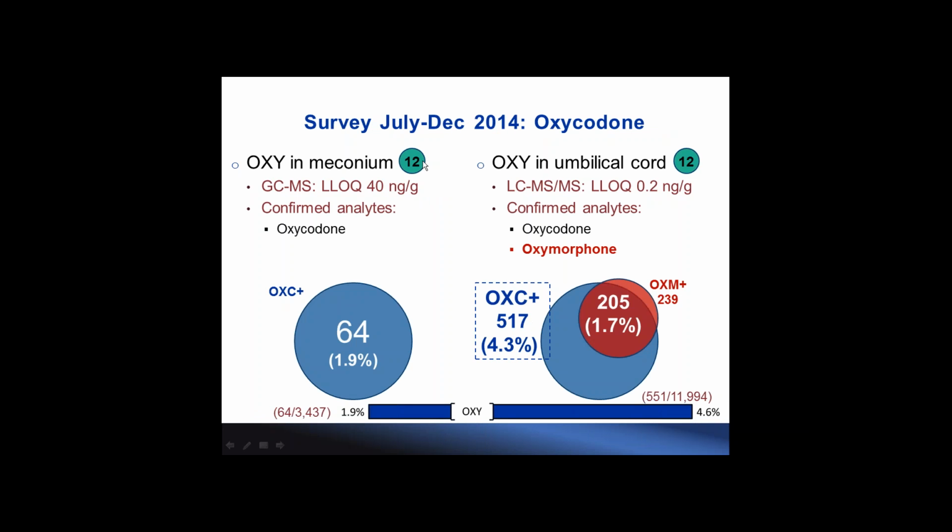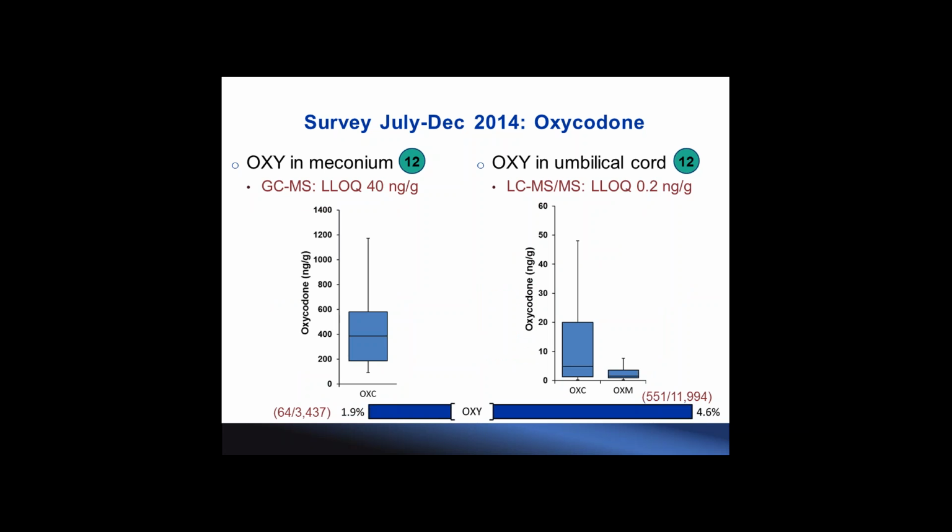Oxycodone is part of the 12 panels, or 9 plus oxycodone if that's the panel you choose to order. We identified more oxycodone positive cases in umbilical cord compared to meconium. The only difference, besides the lower limit of quantitation being lower for umbilical cord, is that we also look for oxymorphone, but that does not seem to give us more positive percentage. It solely comes from oxycodone. So once again, cutoff may make a difference.